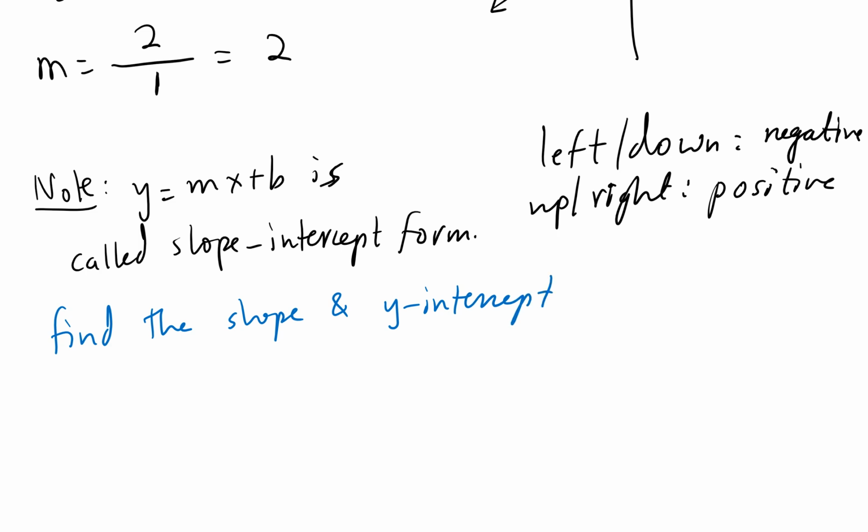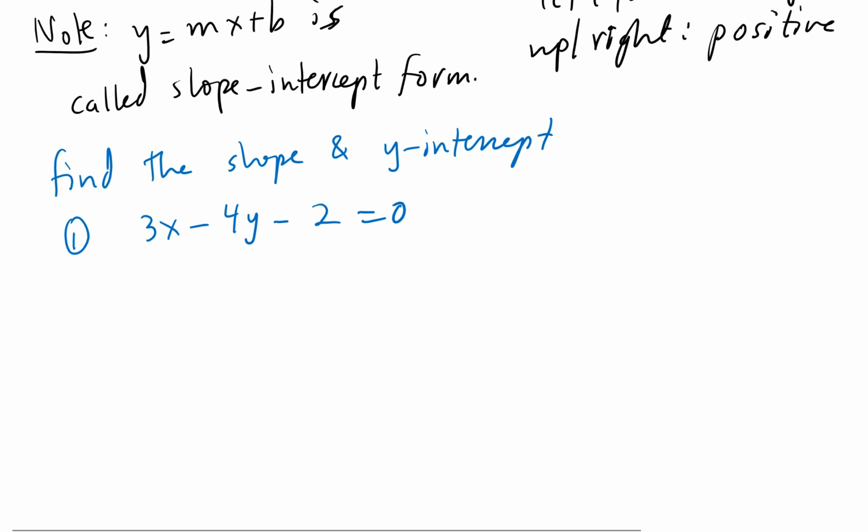For each of the following, let's say 3x minus 4y minus 2 equals 0. We need to find the slope and the y-intercept. So to do that, I need to solve for y. I want to get y by itself. How do I get y by itself? Subtract 3x on both sides and add 2 to both sides.